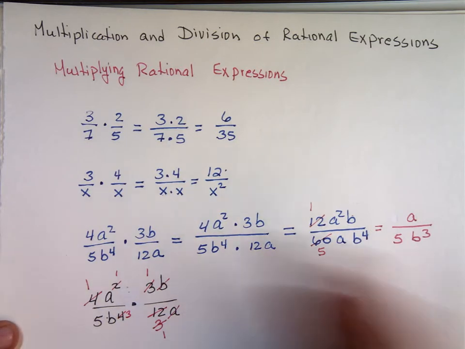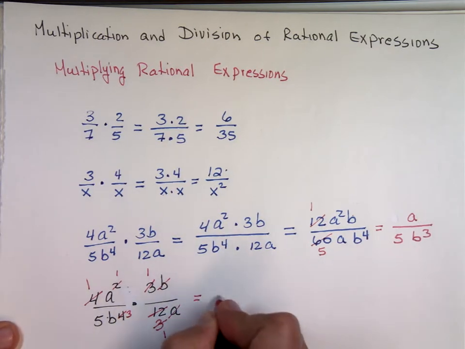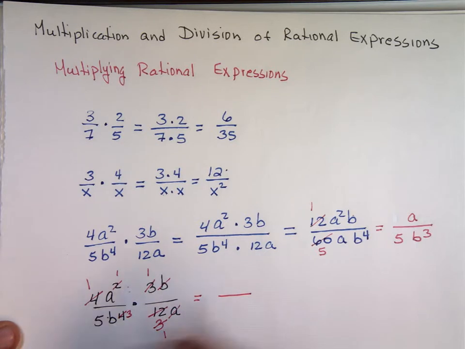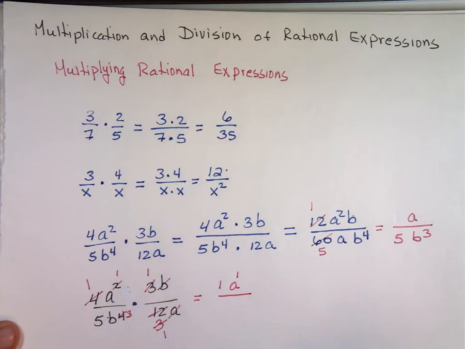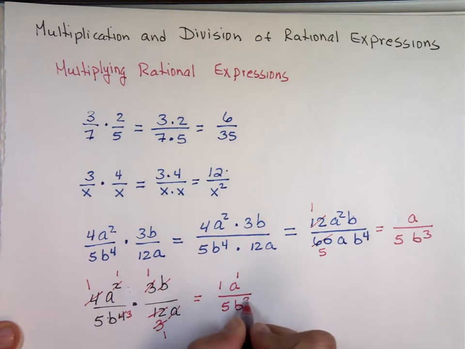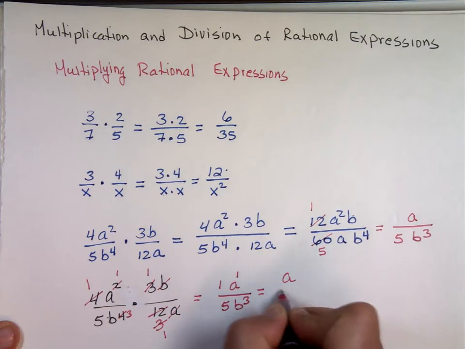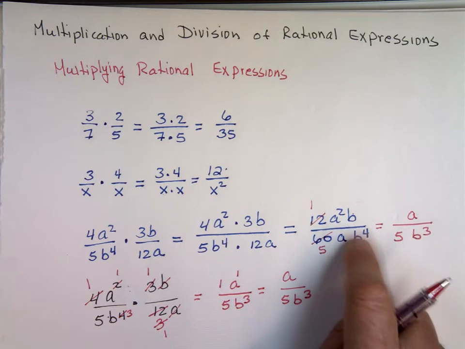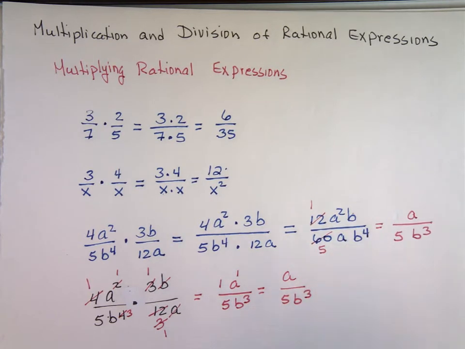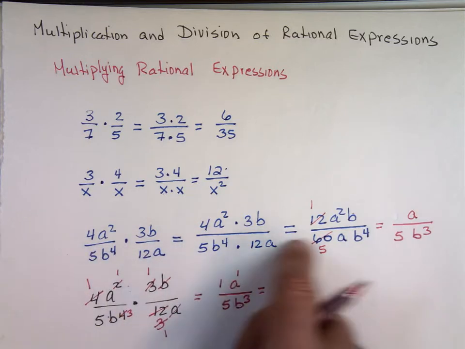So you just got to look through all this gibberish stuff and see what's left there. What's left, this is 1. A to the 1. Nothing here. In the bottom, there's the 5 here, and b to the 3rd. Which is a over 5b to the 3rd. In this case, this might be a little bit cleaner, easier to see than this one. Whatever works for you. It doesn't really matter which way you want to do it. Either simplify first, then multiply, or multiply first, then simplify.